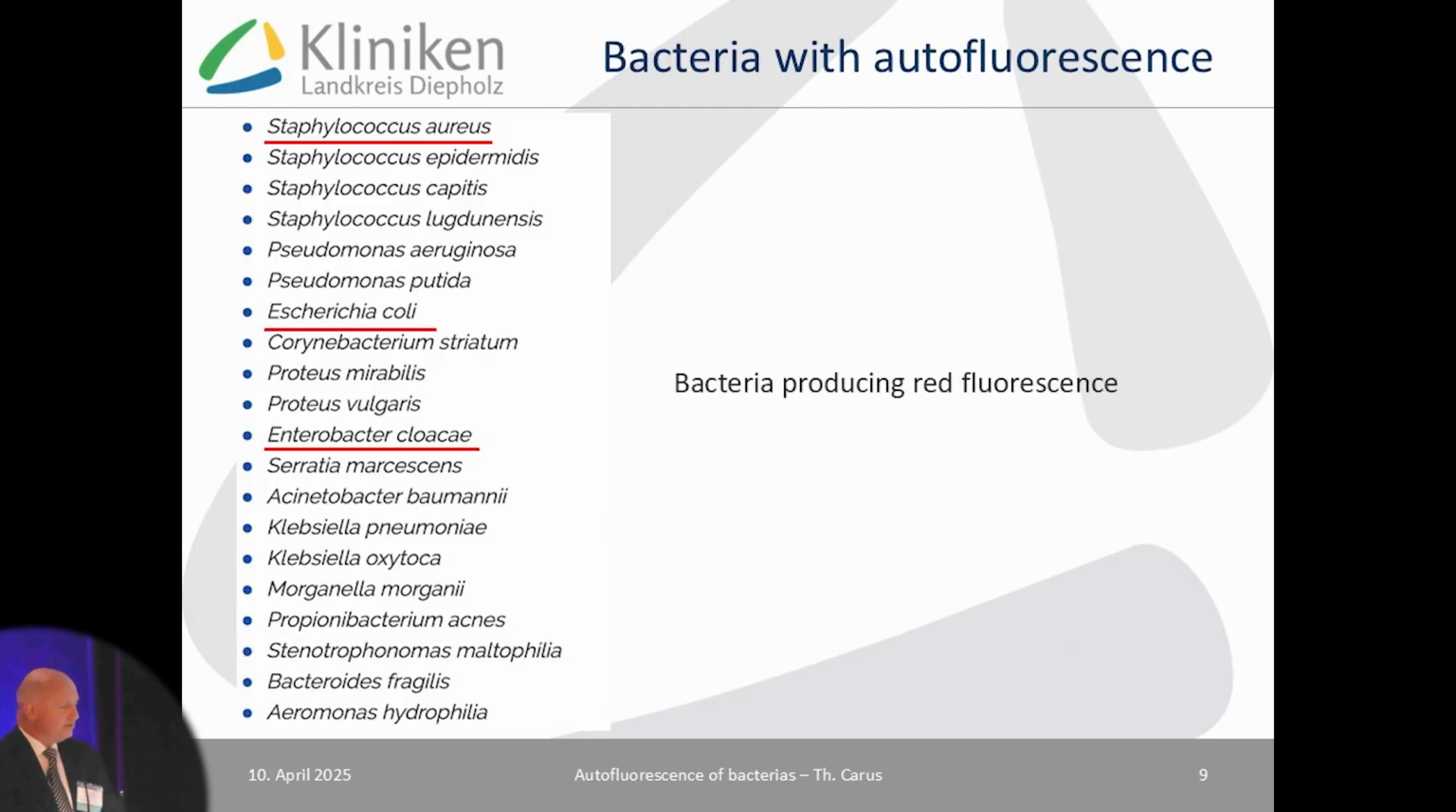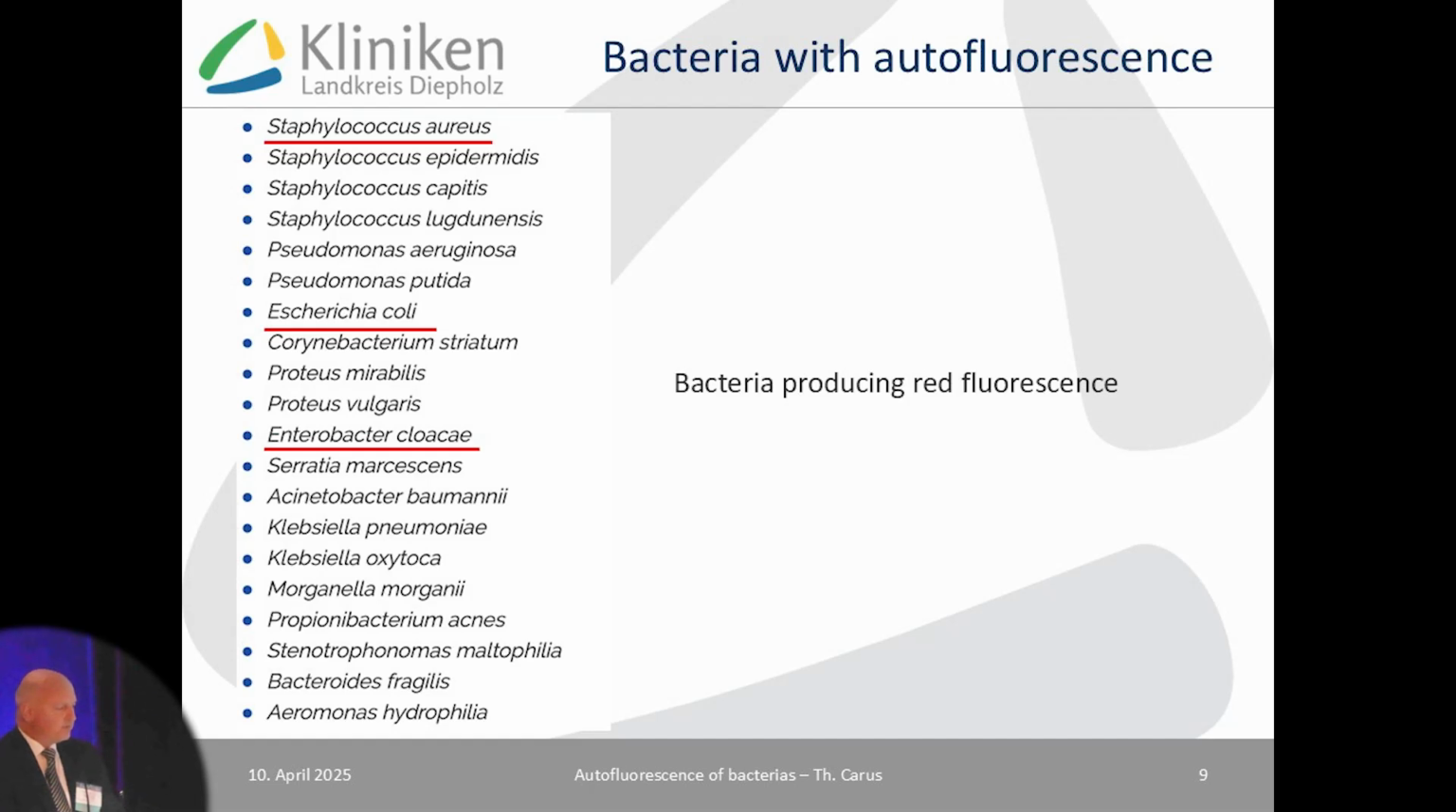And there's a long list. This list is shortened by 50%, a long list of bacteria which show autofluorescence, mainly red fluorescence. You see the well-known bacteria like Staphylococcus aureus, epidermidis, capitis, and so on. For visceral surgeons, very important, Escherichia coli and Enterobacter cloacae.